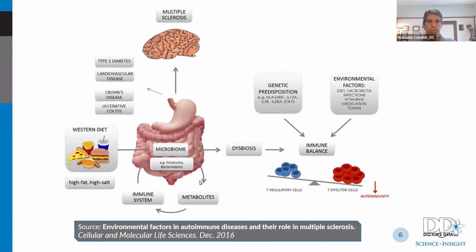And we know from studies, environmental factors in autoimmune disease and the role in things like multiple sclerosis. So we've got the Western diet and how that affects the microbiome, and dysbiosis, and your genetic predisposition plus your environmental factors. So this is a good diagram of how the autoimmune triad actually plays out in physiology. And you get that immune imbalance. You get an imbalance of T regulatory and T effector cells. The T effector cells, the inflammatory cells, become overabundant, and the regulatory cells become decreased.